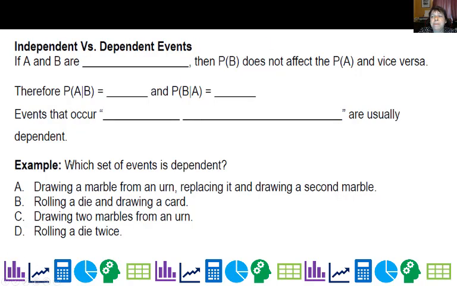Okay, so if A and B are independent, that means they don't affect each other, then their probabilities do not affect each other. Therefore, the probability of A given B is just the probability of A. B doesn't affect it. And the probability of B given A, well, A doesn't affect it, so it's just the probability of B. Events that occur without replacement are usually dependent.